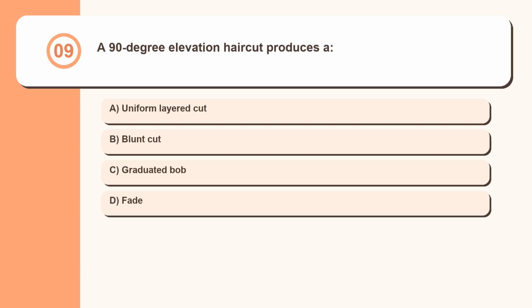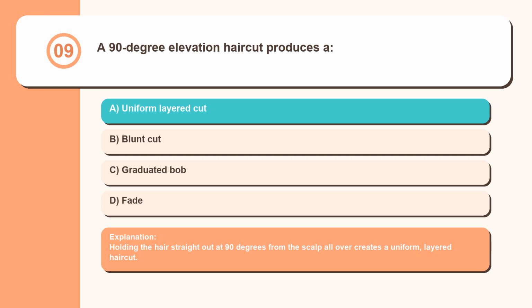Question 9. A 90-degree elevation haircut produces a uniform layered cut, blunt cut, graduated bob, fade. Holding the hair straight out at 90 degrees from the scalp all over creates a uniform, layered haircut.